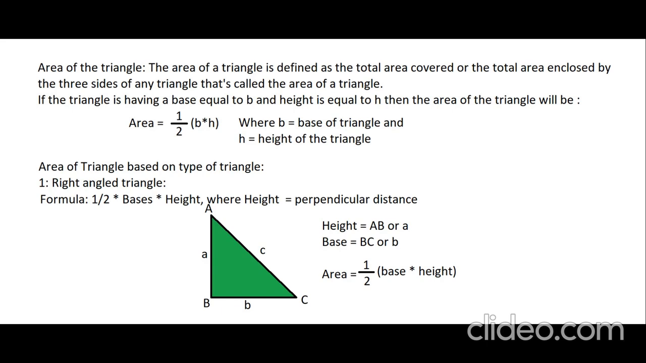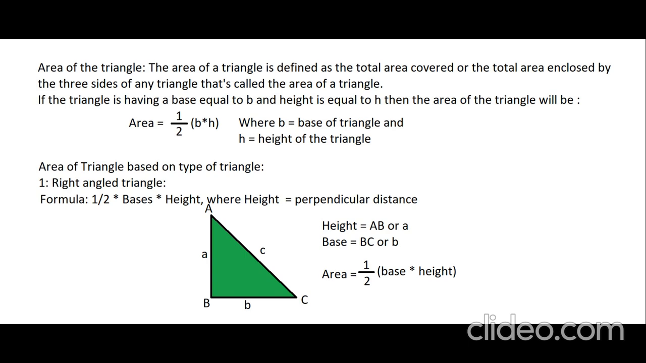If the triangle has a base equal to B and height equal to H, then the area of the triangle will be half B into H, where B is equal to the base of the triangle and H is equal to the height of the triangle. We have to find now the area based on types of triangle.